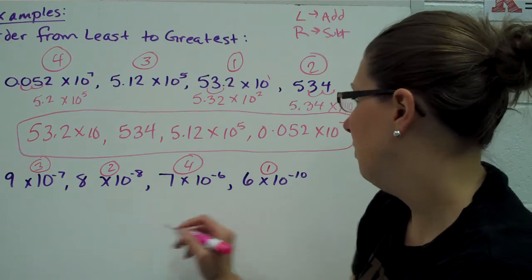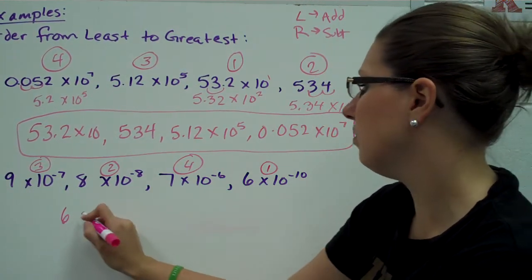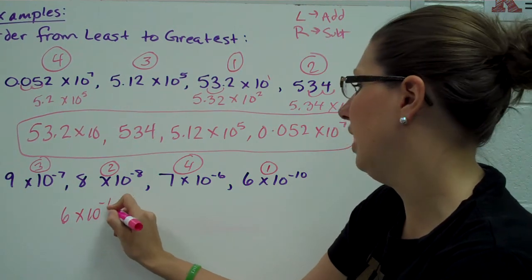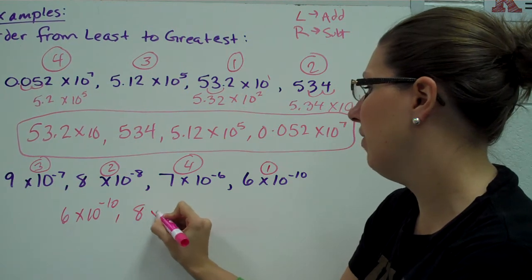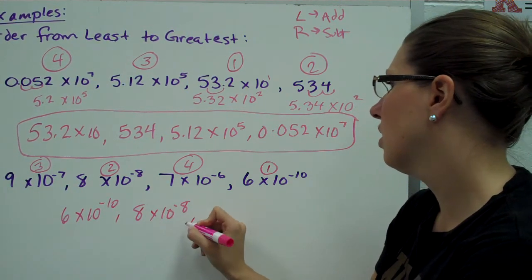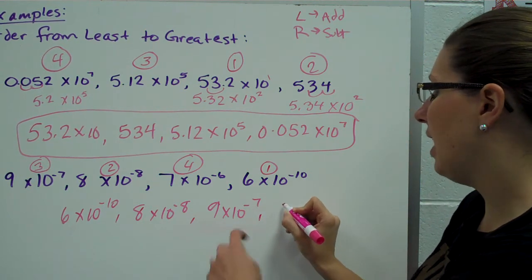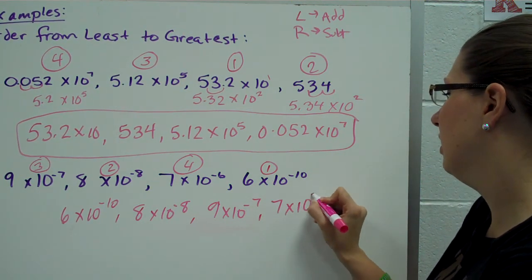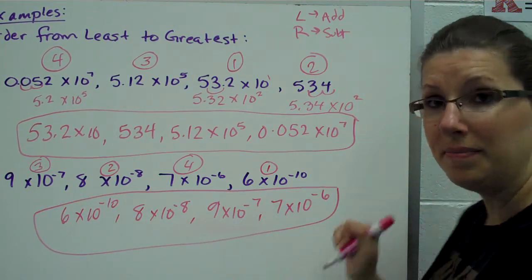And then we just rewrite them in order. 6 times 10 to the -10th, and then 8 times 10 to the -8, 9 times 10 to the negative 7th, and then lastly, 7 times 10 to the negative 6. That's it.